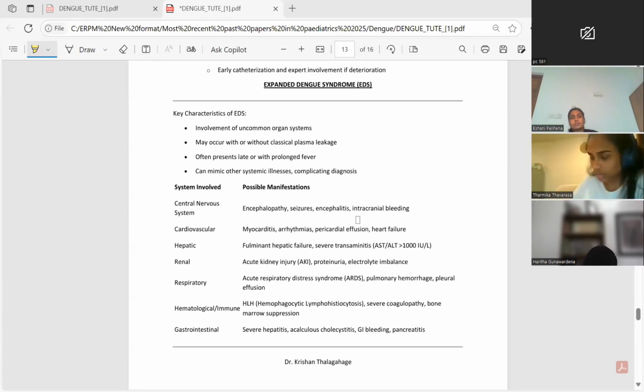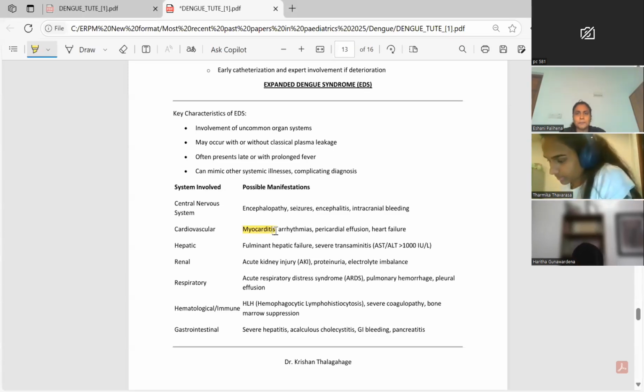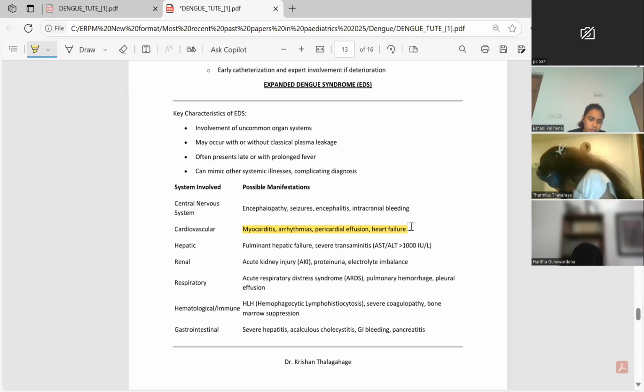So these are possible. Cardiovascular, they can have myocarditis, right? Dengue can cause myocarditis, arrhythmias, pericardial effusions, heart failure, right? And hepatic problems, they can get fulminant hepatic failure, right? These are dengue complications, son. We call that expanded dengue syndrome. Right? This is a very well defined area in our guideline.